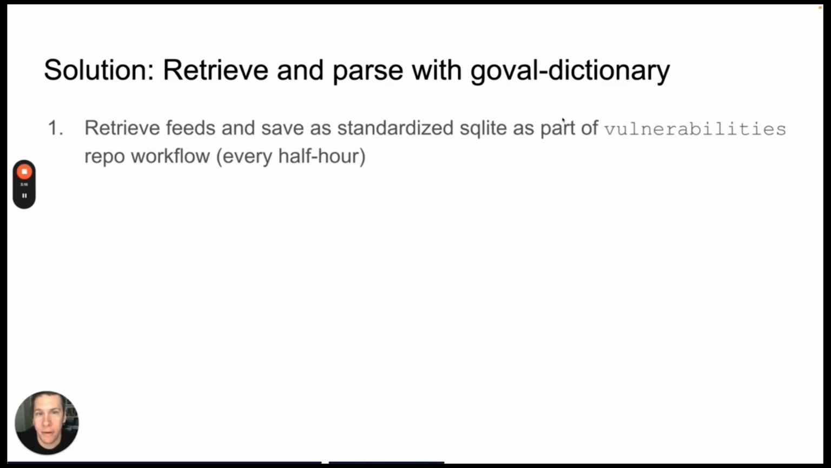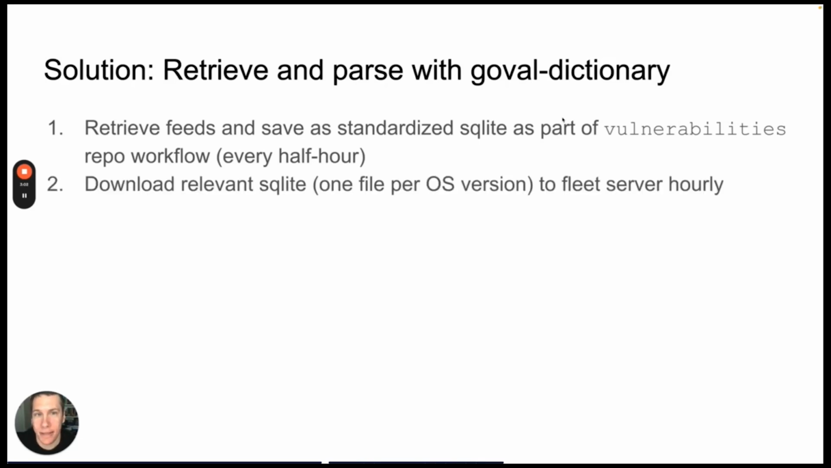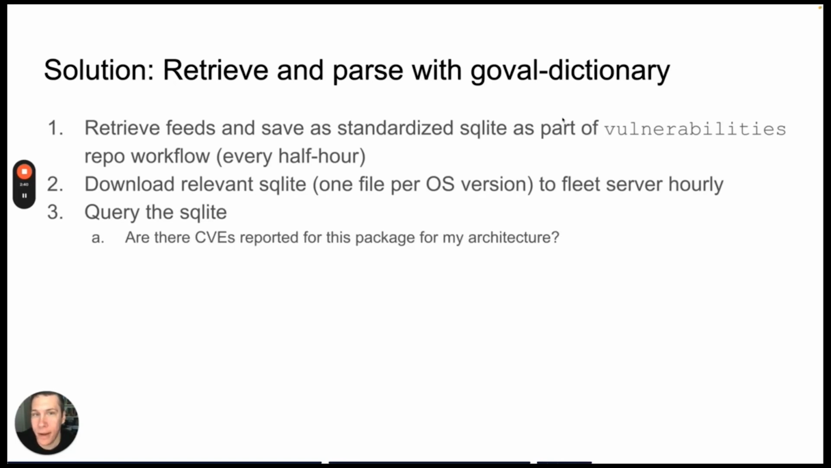So the output of GoVul Dictionary is, among other things, SQLite files. So we pick up those SQLite files, one per OS version, and zip those up. And then hourly, along with the standard vulnerabilities pull, we have Fleet server set up to download those, extract them, and then query against them. The way that the database works is it lists packages with vulnerabilities, including the fix version on that vulnerability. So first off, we ask the database, hey, do you have any vulnerabilities for this package for this architecture? We've already filtered it down by operating system and version, so that's as precise as we need.